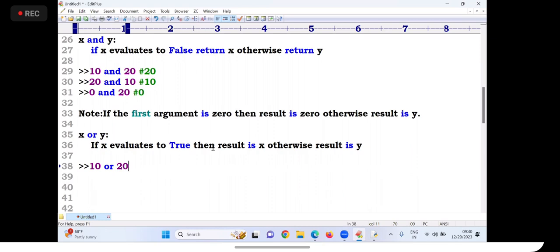10. Yes, because here the X value, what is it? 10. 10 means true or false? True. If X is true, what is the result? X. If X is false, then only Y. So automatically, what is the result? 10. Now, 20 or 10? The result is 20. 0 or 20? 20 only.